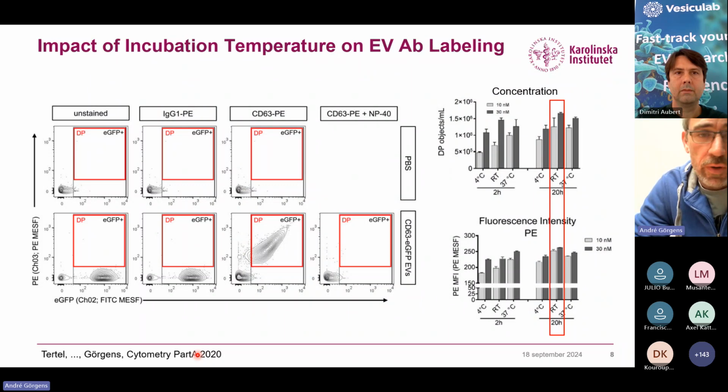Further on, we also used this model of fluorescent EVs, either unstained, stained with control antibody, or stained with antibodies, to optimize the EV labeling procedures a bit more.